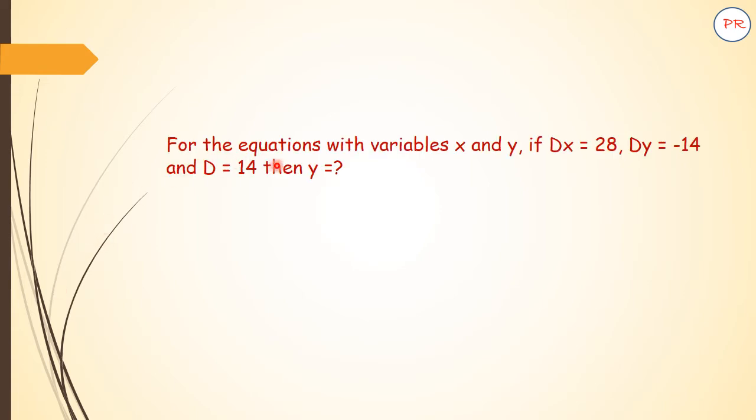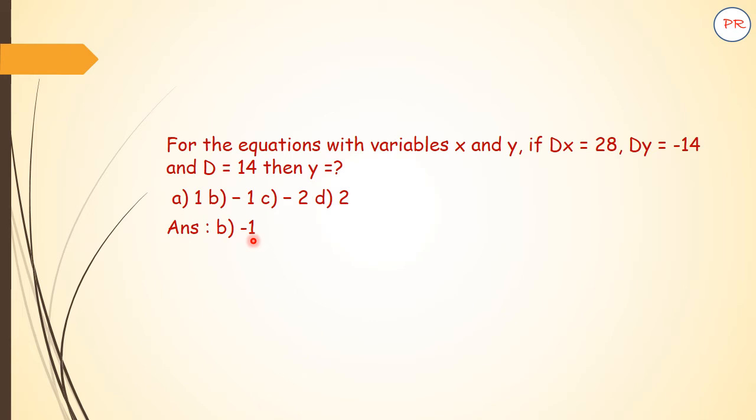Here is the question. For the equations with variables x and y, if Dx is equal to 28, Dy is equal to minus 14 and D is equal to 14, then y is equal to how much? See here the values of the determinants are given to us and then we have to find out the value of y. Let us see the options. A 1, B minus 1, C minus 2, D 2. So the answer is B, minus 1.